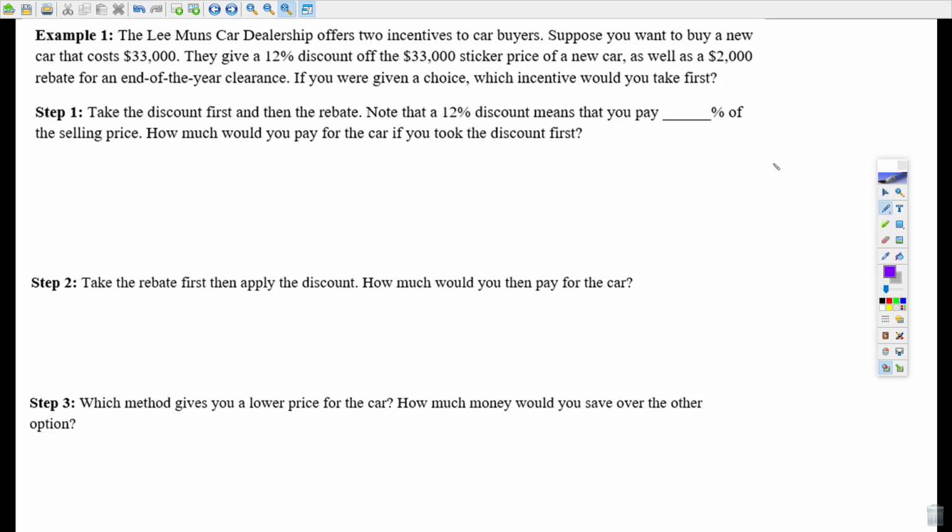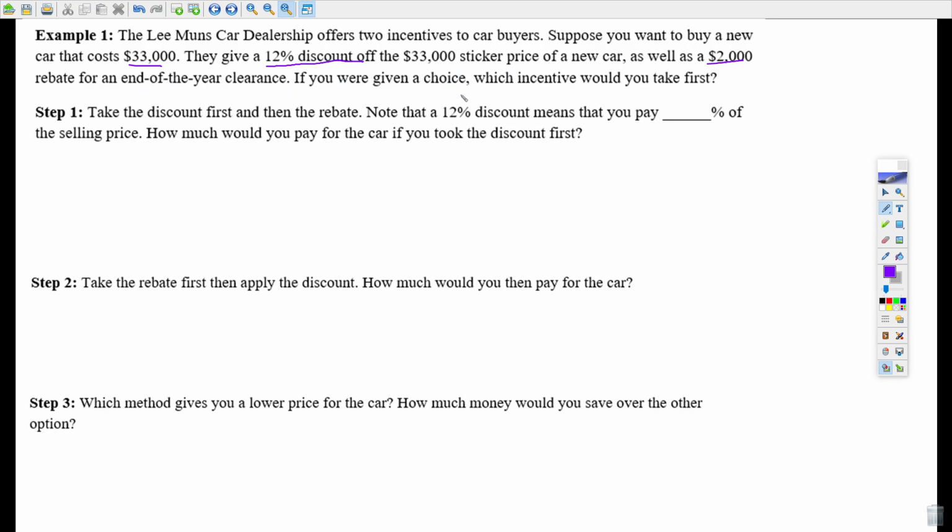Okay, here's a word problem that we're going to go through, and then eventually we'll talk about composition of functions and go back to this. The Lee Munz car dealership offers 2 incentives to buy cars. Suppose you want to buy a new car that costs $33,000. They give you a 12% discount off the $33,000 sticker price of a new car. So that's pretty important. 12% is a good amount of money on $33,000. As well as a $2,000 rebate for the end of the year clearance.